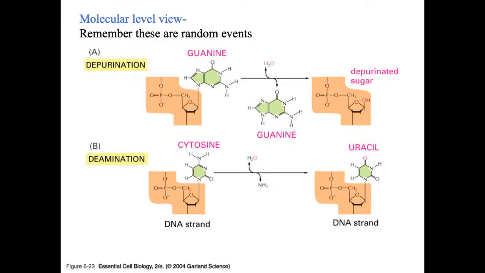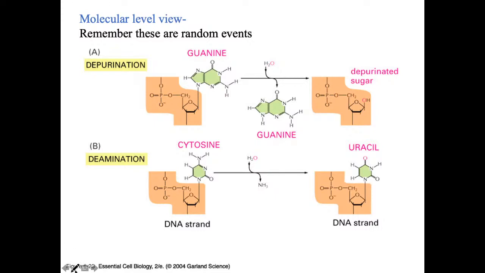Another case, from the molecular level view: you have cytosine. With the help of water, the amino group is removed and replaced by an oxygen group. So it will change this cytosine into uracil. We remove the amine group, and that means it's a deamination.